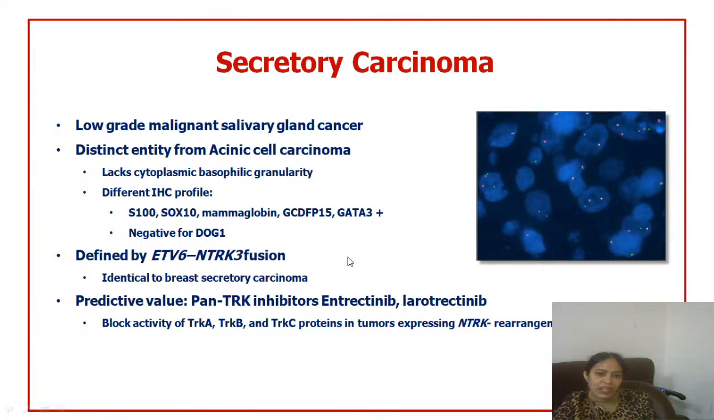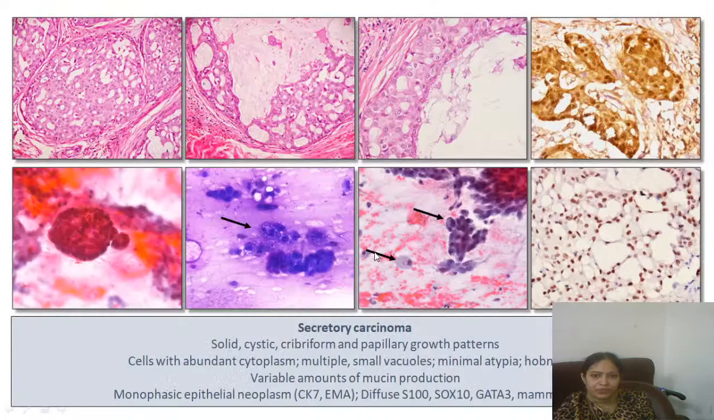Other carcinomas include secretory carcinoma, which again has a specific genetic alteration. And why it's important to identify this alteration is that the tumors which have this alteration can be treated with pan-TRK inhibitors. Drugs are available which specifically target fusions of the NTRK genes, and these can be used in these patients.